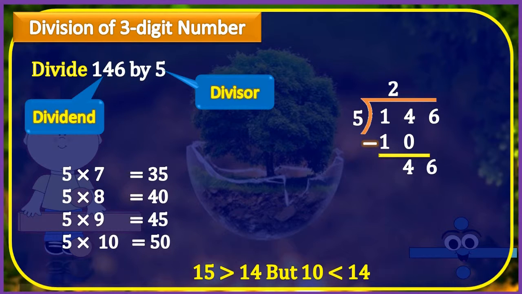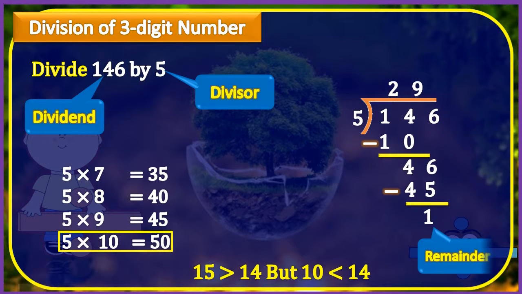We will check from the table that 5 into 9 is 45 and 5 into 10 is 50. It means in both cases it is not exactly divisible. But we take the lesser one for division. So we will write 9 in the quotient and 45 below the 46. And subtracting 45 from 46, we get 1. That is the remainder. Thus, the quotient is 29 and the remainder is 1.